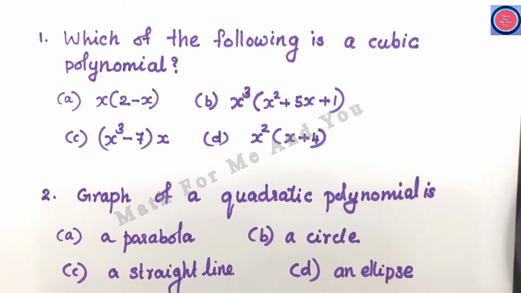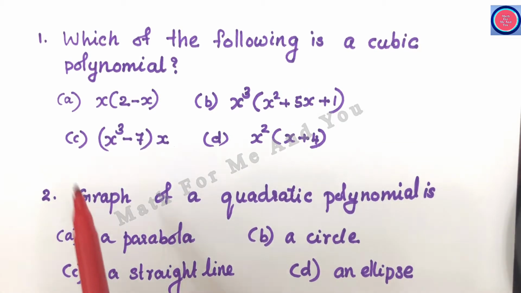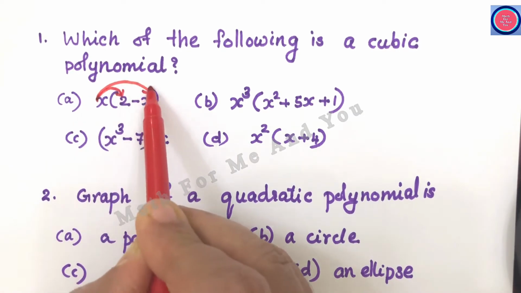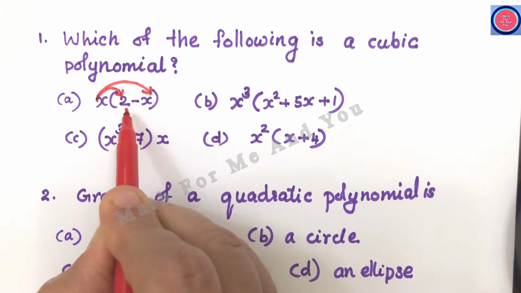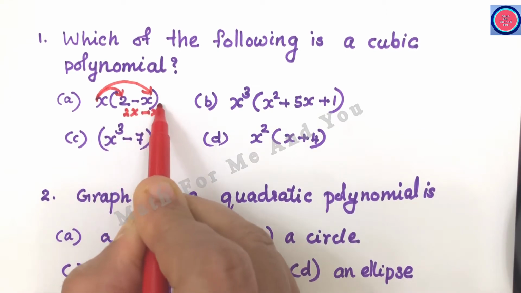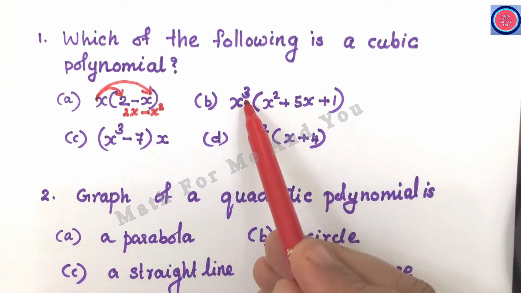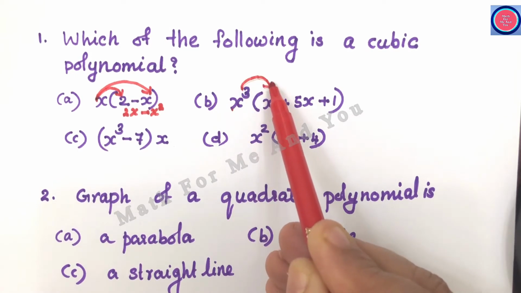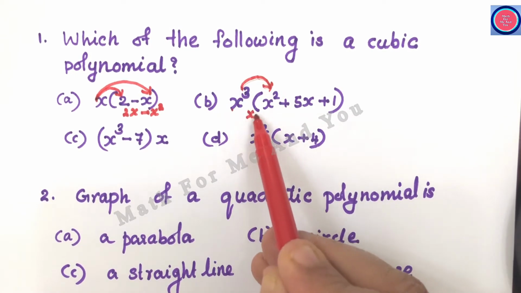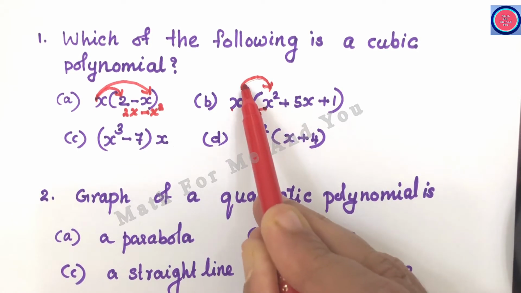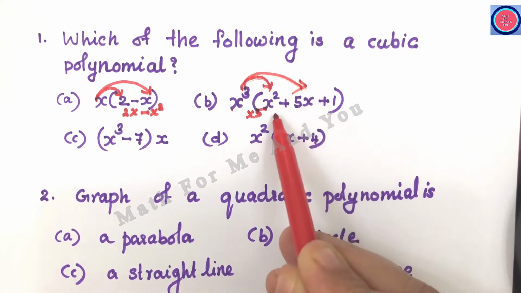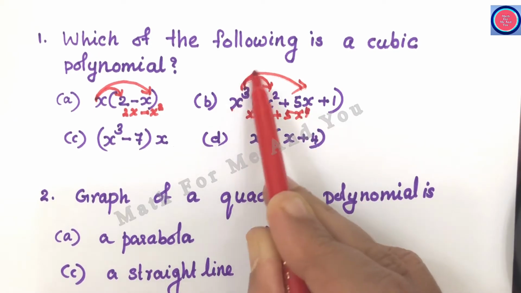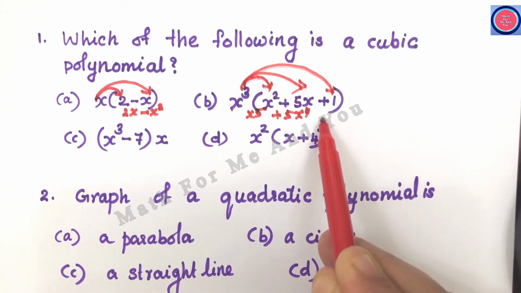First option is x times 2 minus x. That means multiply x with 2 and x with minus x. Then we get the polynomial as 2x minus x square. Second option, we have to multiply with x cube. X cube times x square, x to the power 3 plus 2 is 5, plus x cube times 5x, x to the power 3 plus 1, that is 4, 5x to the power 4, plus x cube times 1, that is x cube.